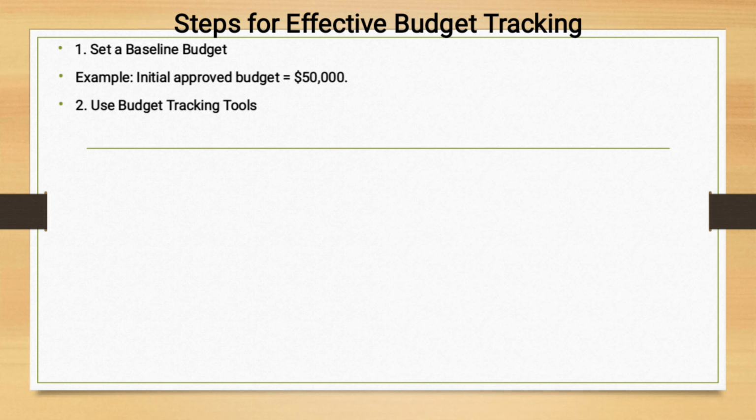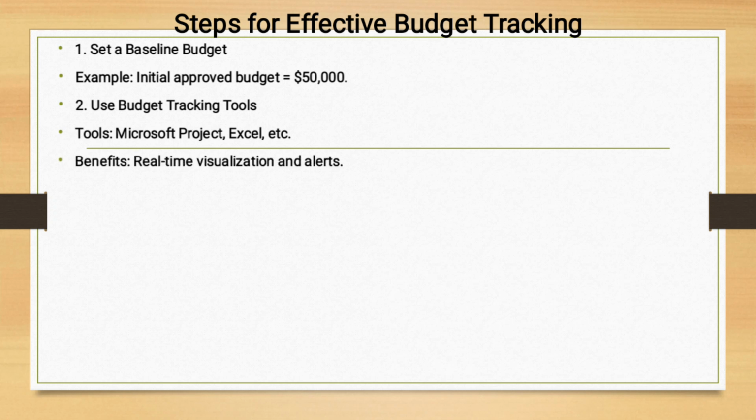Step number two, you should use budget tracking tools. You can have budget tracking tools such as software like Microsoft Project, Microsoft Excel, and other different platforms. The benefits of using budget tracking tools are real-time visualization as well as recommendations. Because these things are written in those particular software, they are able to give you a good visual picture of how you are spending your budget, and they are even able to give you recommendations on what best you can do.